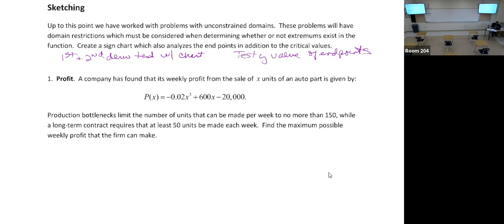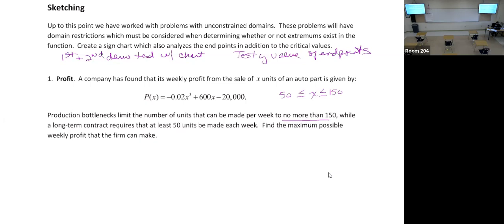Production bottlenecks limit the number of units that can be made per week to no more than 150. Okay, so 150 is your max. So X has to be less than or equal to 150, while a long-term contract requires that at least 50 units be made each week. So it also has to be greater than or equal to 50. This is your domain restriction.